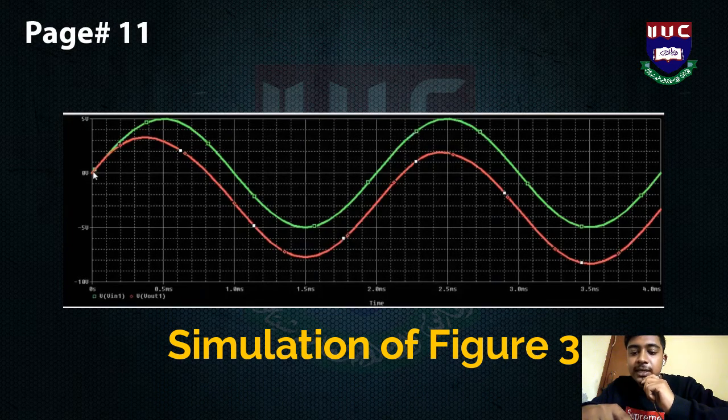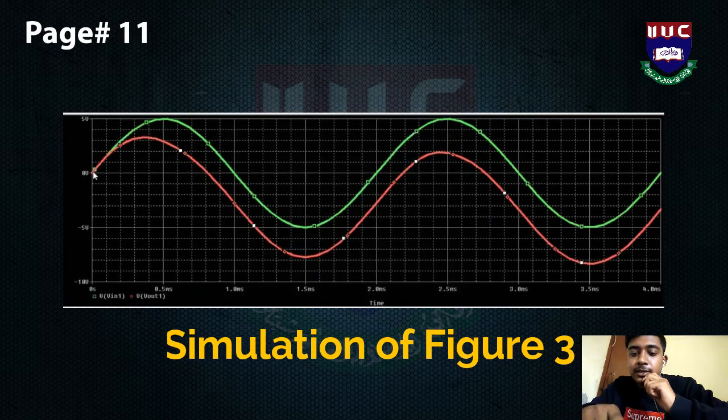So we can see in the simulation of figure 3 that a clamper circuit shifts the DC level or the reference level without changing the shape of the waveform. In this figure 3 we can see that the input wave has shifted in the positive half cycle. It has been clamped on the positive side.